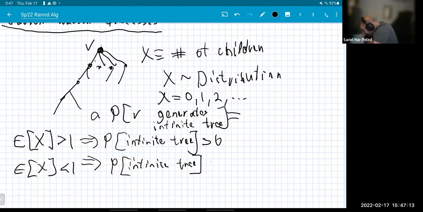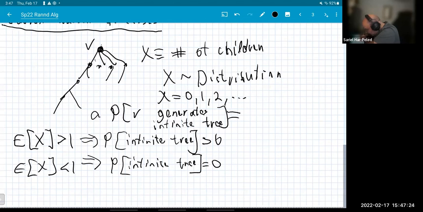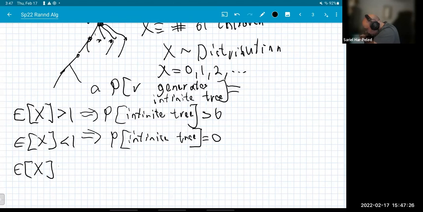It's 0. Okay, so which is kind of intuitively clear, right? Now, of course, the question is what happens if the expectation is exactly 1? Anybody wants to make a guess? What happens then? If the expectation is exactly 1, what's the probability of having an infinite tree?